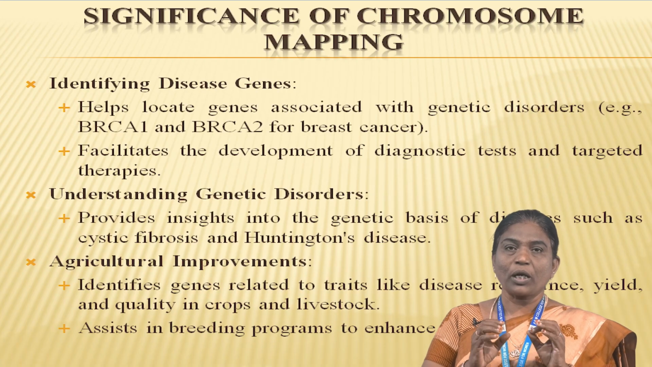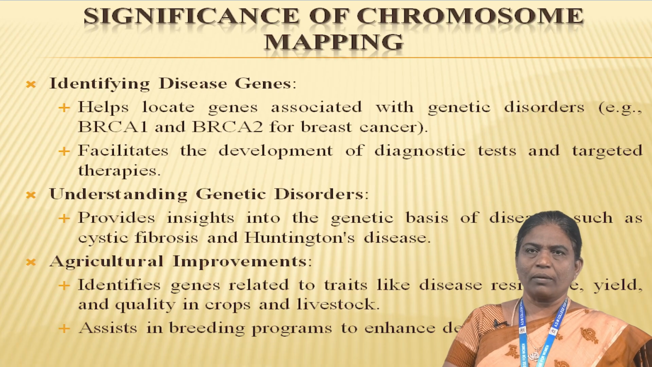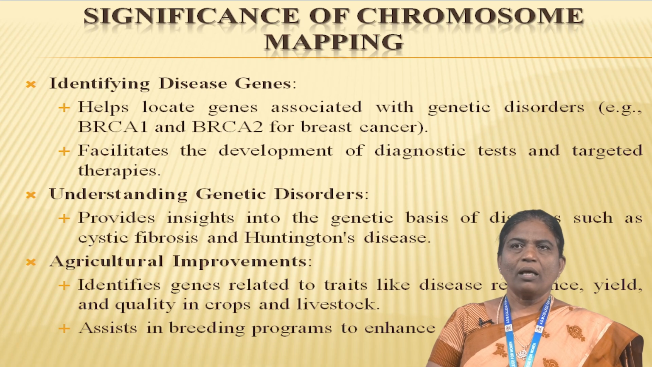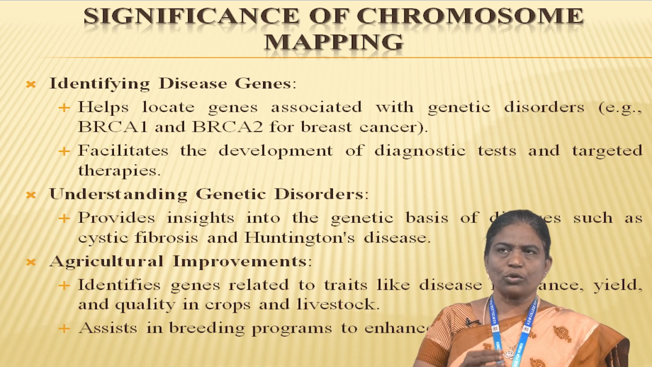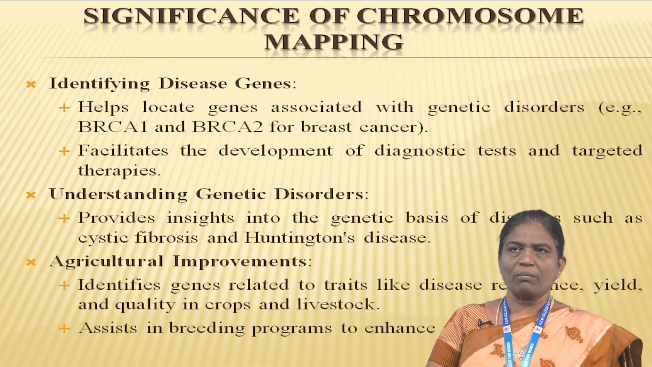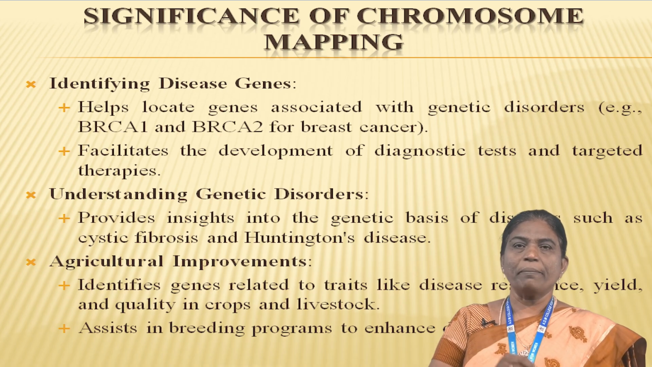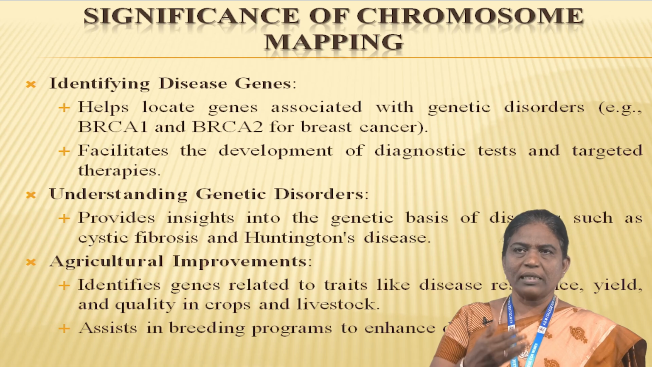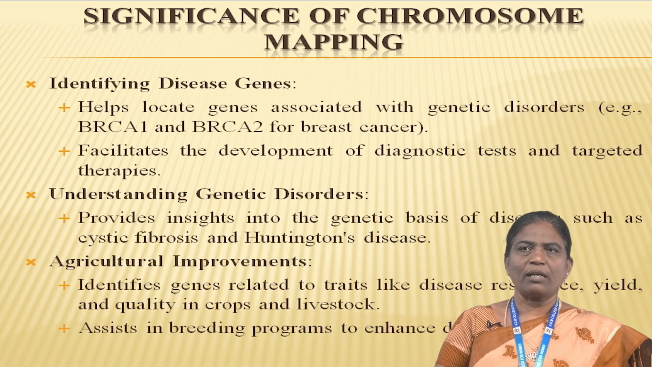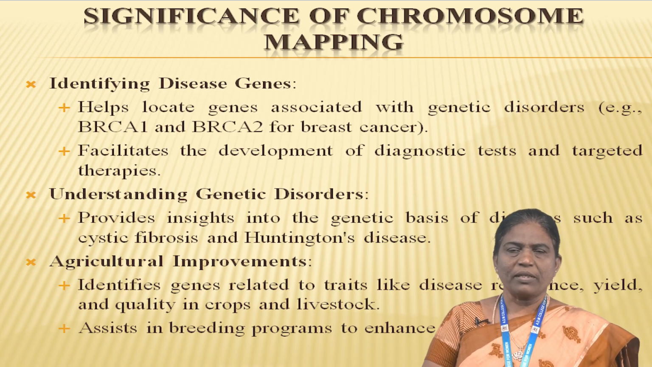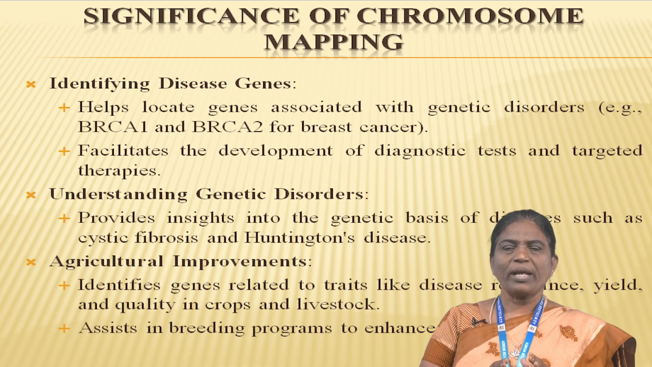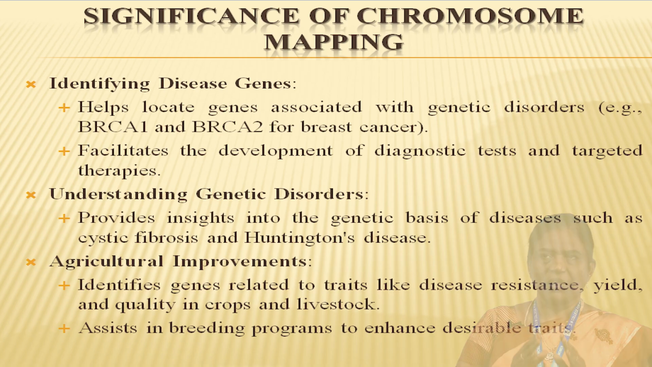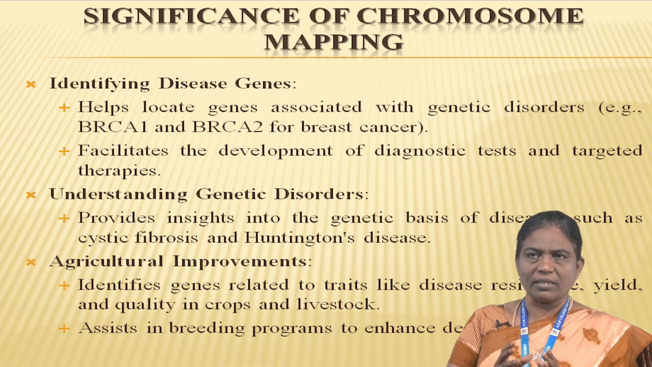When we see the significance of genetic mapping or chromosome mapping, we can identify disease genes. It helps to locate genes associated with genetic disorders. For example, we can identify breast cancer genes, and it also facilitates the development of diagnostic tests and targeted therapies. Again, it helps to understand genetic disorders, providing insights into the genetic basis of diseases such as cystic fibrosis and Huntington's disease.